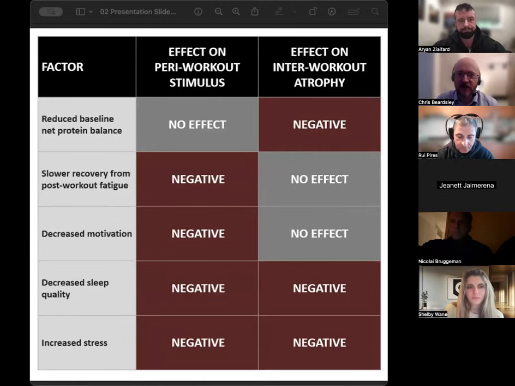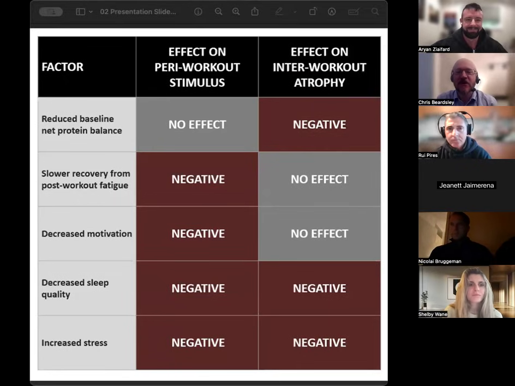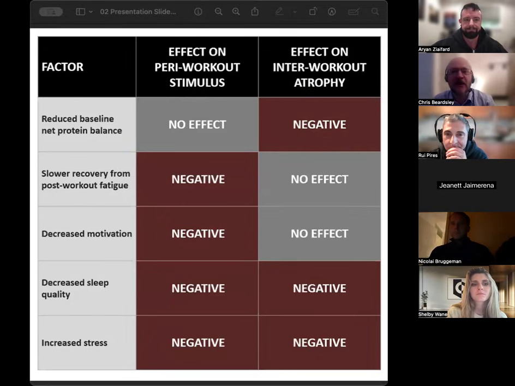So I've written effect on peri-workout stimulus. I probably should have just written effect on workout itself, but that's obviously fine. My brain was in technical mode when I wrote this. So the first column is, does it create a problem for the hypertrophy stimulus that I'm actually creating in the workout itself? Very specific to the workout. The second column is, is it creating a problem between workouts regarding the atrophy that I'm normally expected to experience?